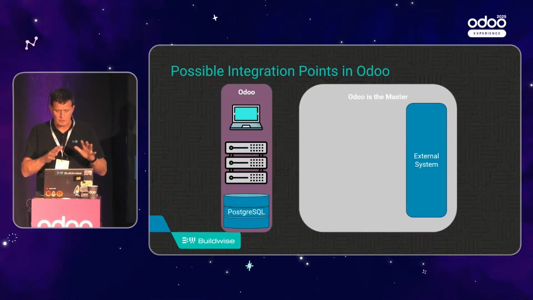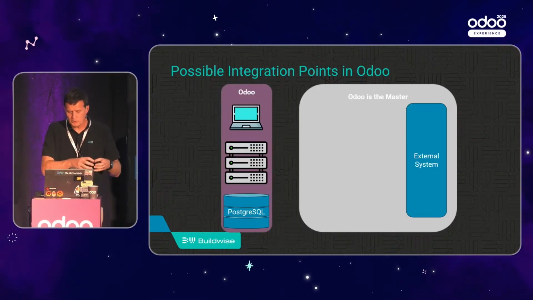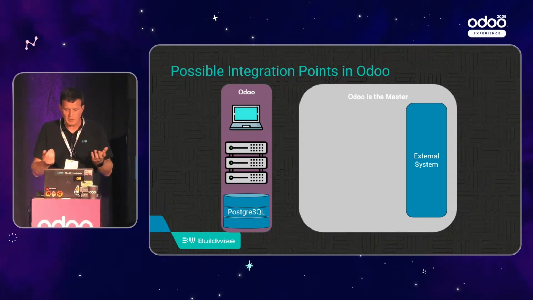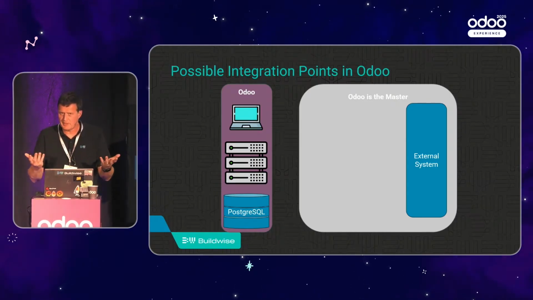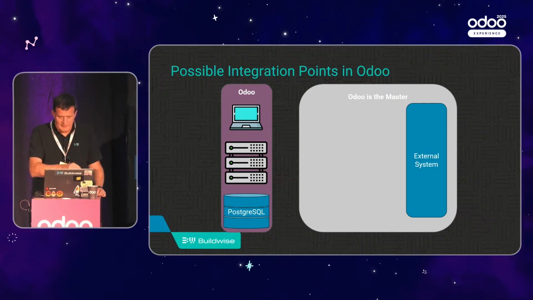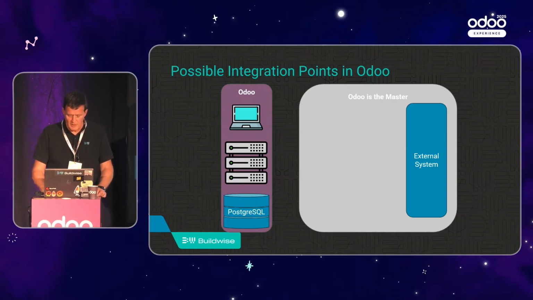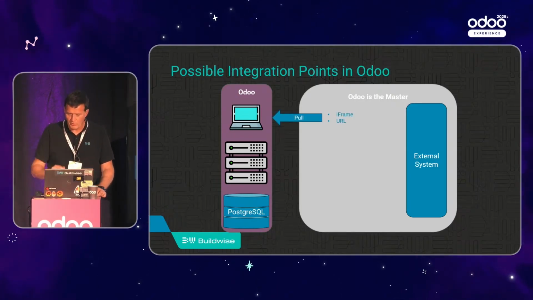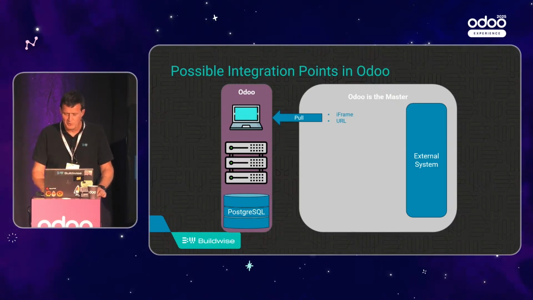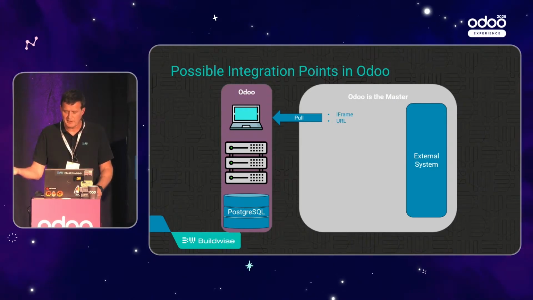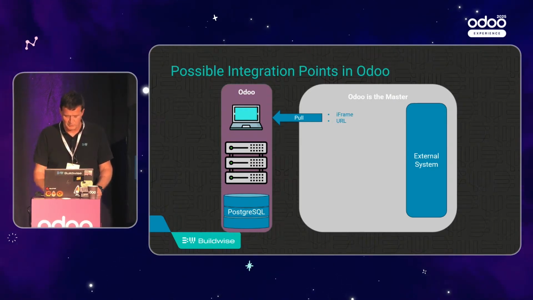Now, let's have a look at what happens when Odoo is the master. So Odoo is keeping the master data. It could be, for example, customer data in res.partner. And this data needs to be propagated or is consumed by another system. In this case, you also have the possibility to use a very basic integration using a simple URL from the external system pointing to Odoo.